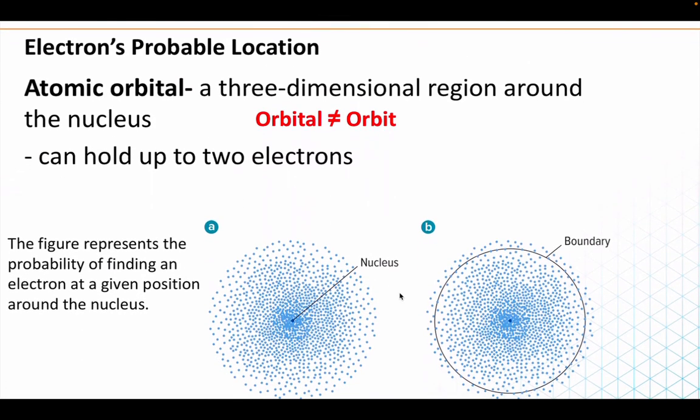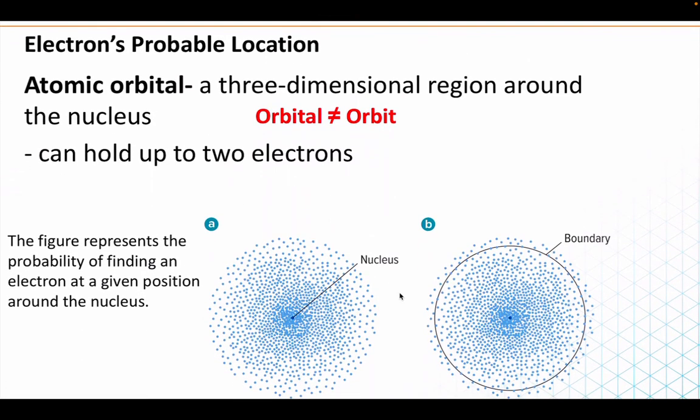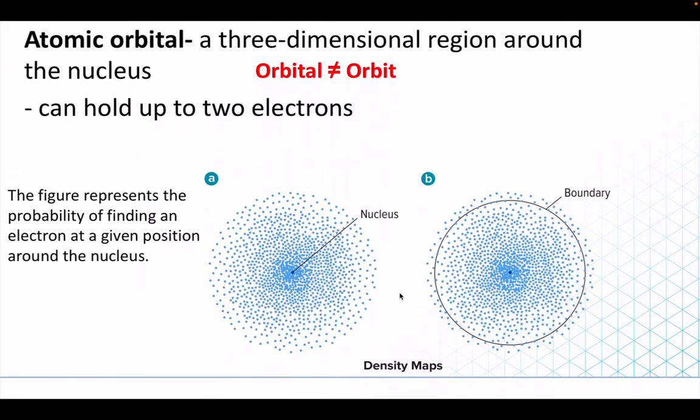So the first thing is, an atomic orbital is a three-dimensional space somewhere around the nucleus where the electron is likely to be found. Each orbital can hold up to 2 electrons. The picture here is showing you the dots, which represent where an electron is at any given time, like if you were going to take pictures of where they're at over and over and over.